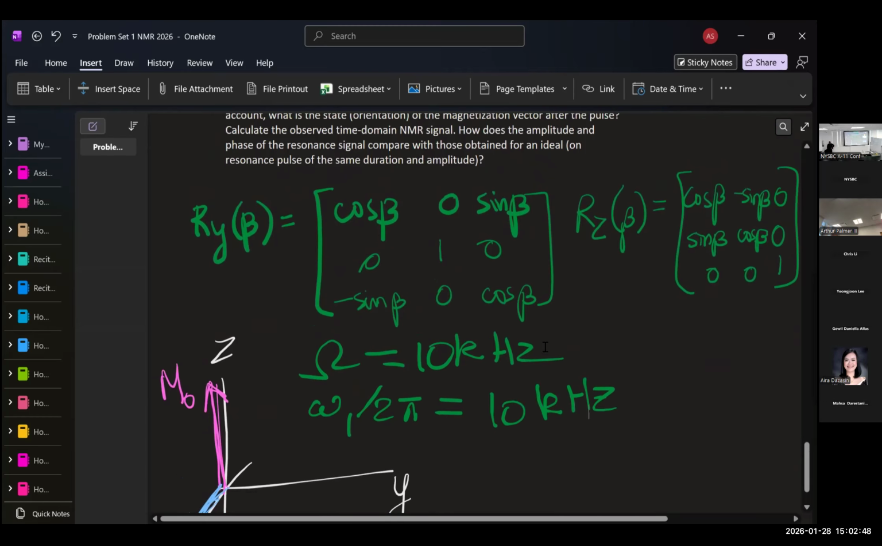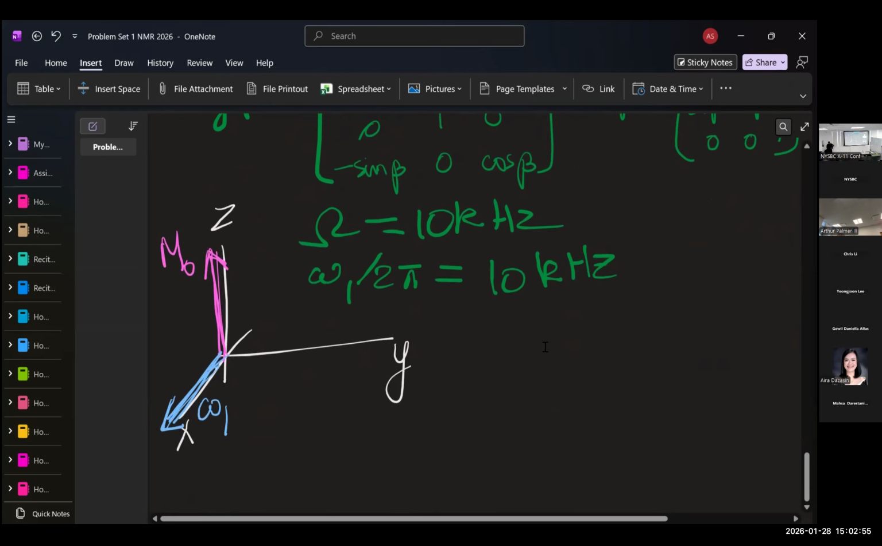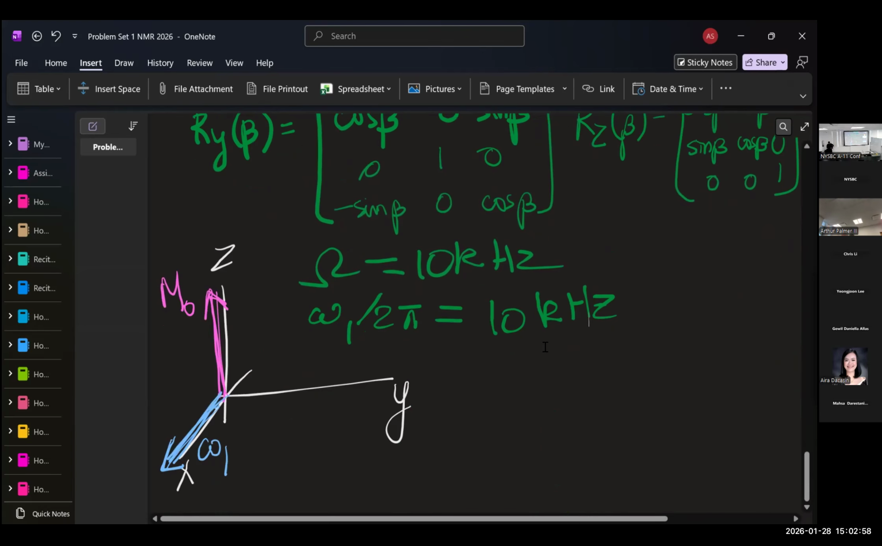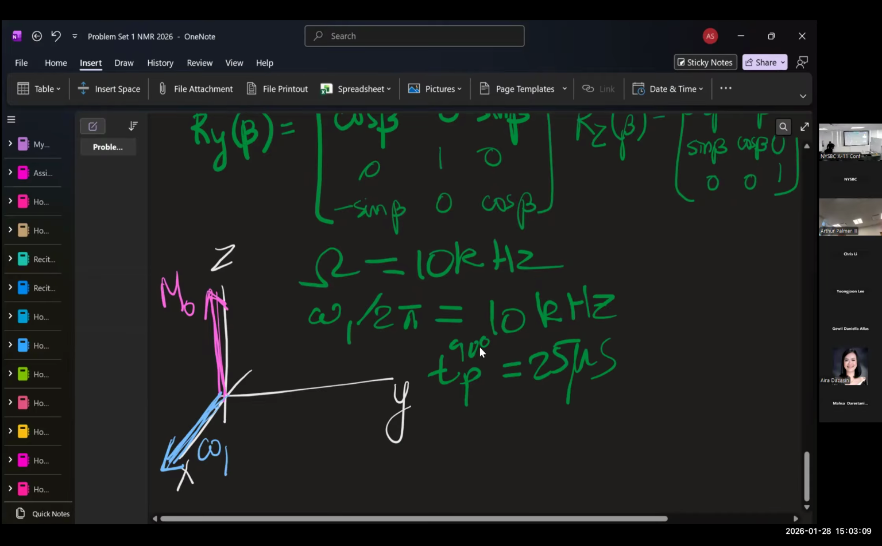Okay, so I'm just going to first discuss this part, which is what happens to an ideal on resonance pulse of the same duration and amplitude. The question already tells you that the duration for the 90-degree pulse is 25 microseconds. And I am going to assume this is an X-phase pulse. Here is an X-phase pulse. Nutation frequency 10 kilohertz, and I have magnetization on Z. Assume you are on resonance. Then where do you end up at the end of the pulse?